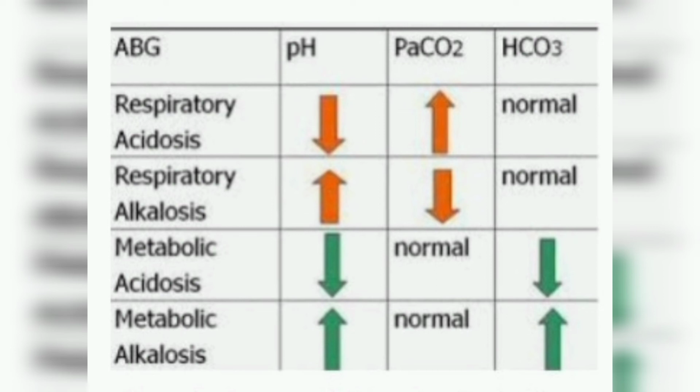So always in acidosis pH will be decreased, and always in alkalosis pH will be increased. Mainly in respiratory conditions we have to look into PCO2, and in metabolic conditions we should look into the HCO3 level. If it is respiratory and PCO2 is increased, then it comes under acidosis. In metabolic, if HCO3 is decreased, it comes under metabolic acidosis.